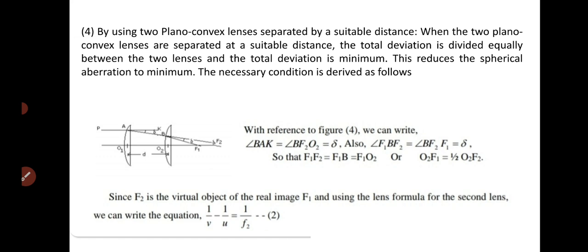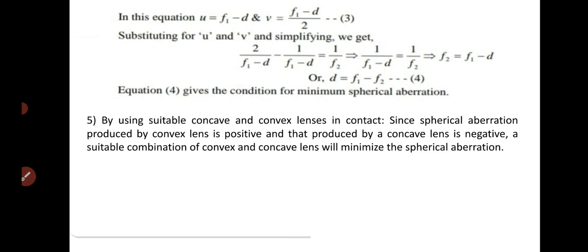With reference to figure 4, we can write angle BAK is equal to angle BF2O2 is equal to tau, so that F1F2 is equal to F1B is equal to F1O2. Since F2 is the virtual object of the real image F1, using the lens formula for the second lens, we can write the equation 1 by V minus 1 by U is equal to 1 by F2.